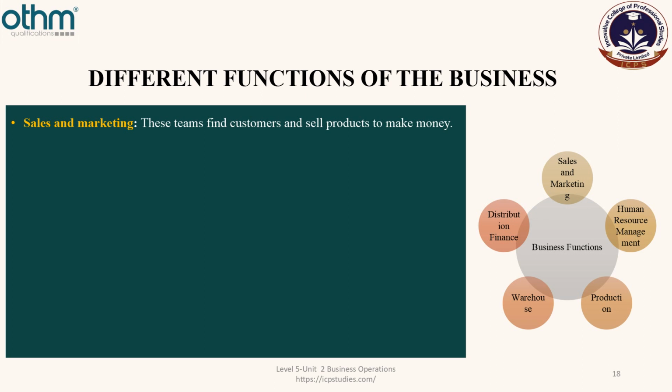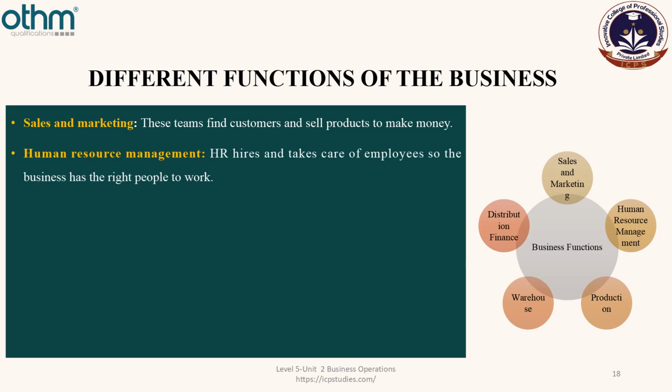What is sales and marketing? The team in sales and marketing always finds the customer and sells the product to make money. Then we have the HRM department, or human resource department. This department is always responsible to hire and take care of the employees, so the business has the right people to work for them. Then we have the third function called production. The team of the production department always makes the product and services for the customers.